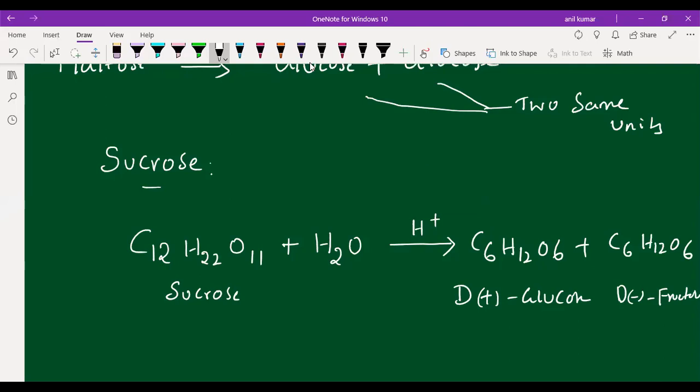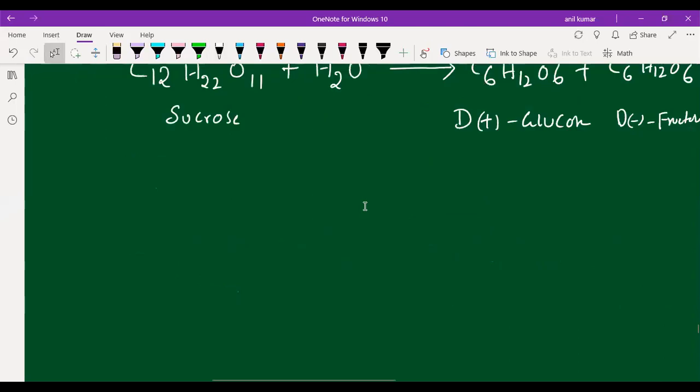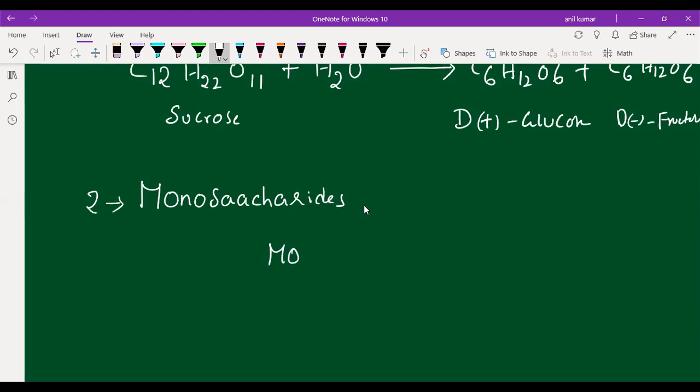Next, let us discuss the structure of sucrose. If you take any disaccharide, two monosaccharide units are present. Already I said, in a disaccharide, how many monosaccharides are present, students? You are going to have two monosaccharides. These two monosaccharides are connected with oxygen like this.